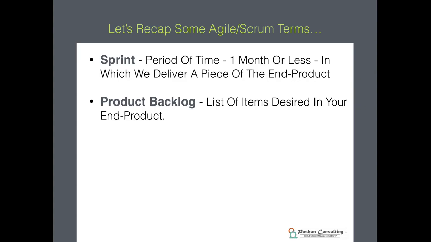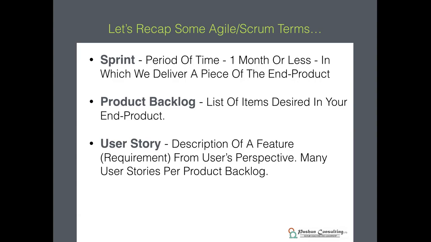So builders, a list of rooms, website developers, a list of pages, marketers, a list of marketing plans, etc. All of those would go within your product backlog, and essentially that is going to contain all of your requirements, all of the features of your end product. A user story. User story is description of a feature, traditionally called a requirement, from a user's perspective.